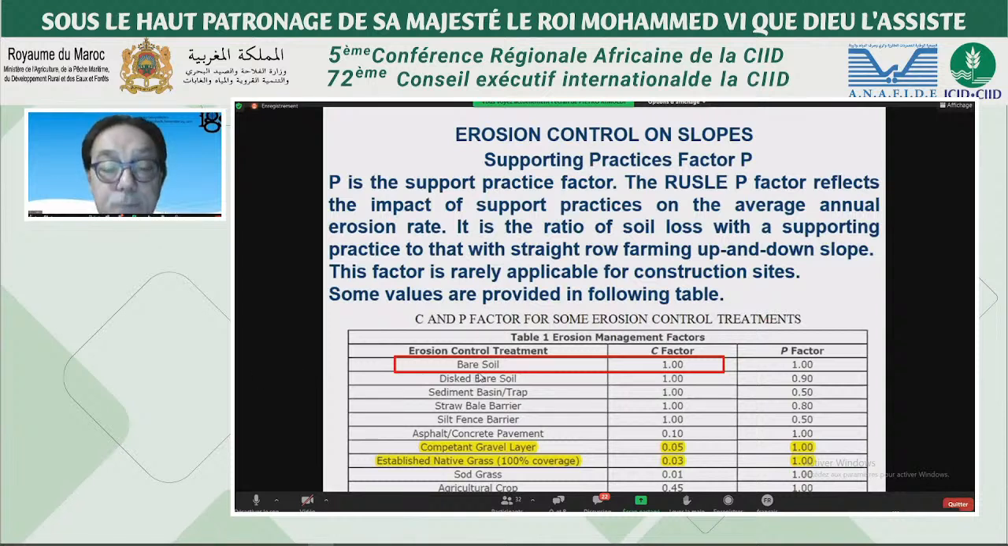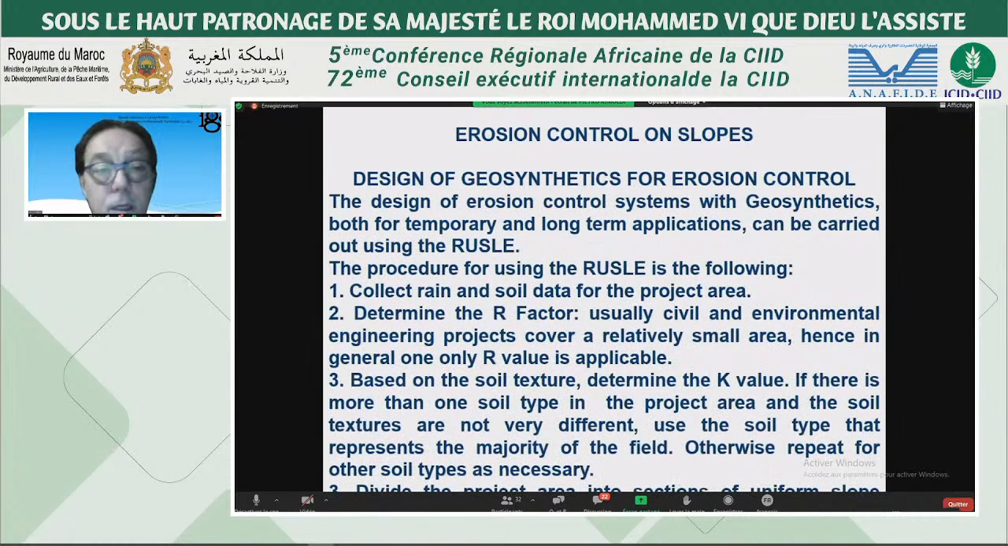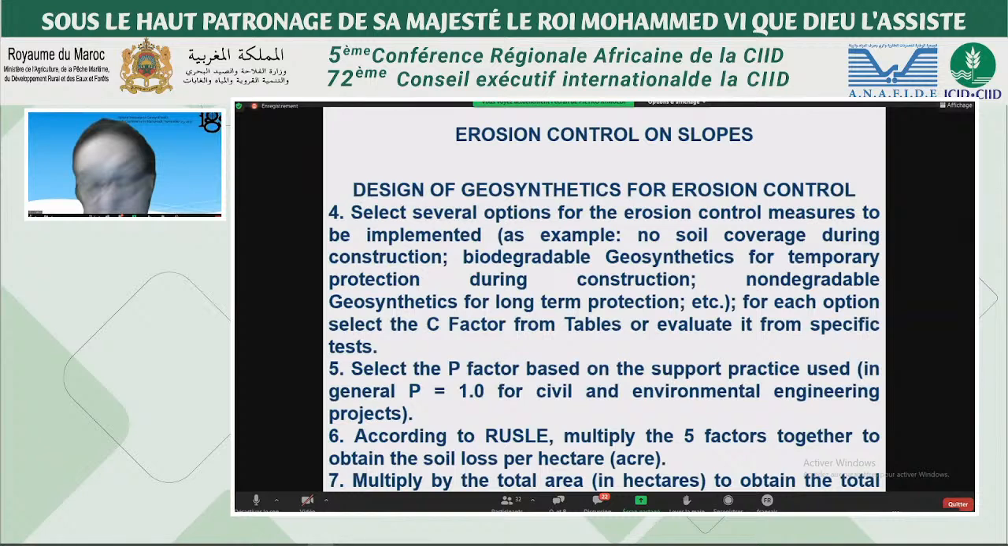Pour donner un exemple, pour parler de sol nu qui prend une norme, une valeur typique de 1 pour ce qui est de la protection, les géomates ou d'autres éléments réduisent ce facteur jusqu'à moins de 1. Il y a donc des procédures pour la mise au point de ce géosynthétique pour le contrôle d'érosion.